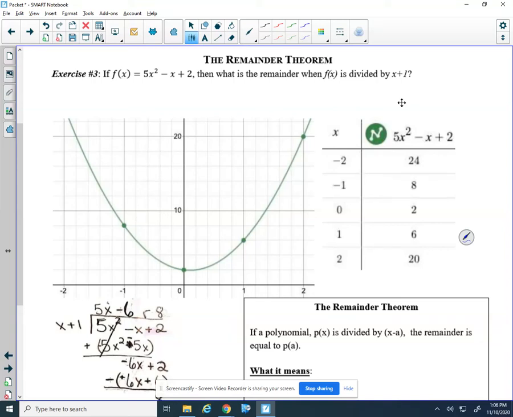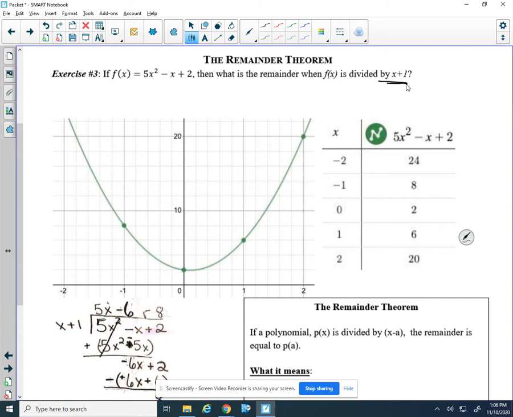So now we're going to look at the remainder theorem, which is kind of this bigger rule that the factor theorem is part of. So here we have a problem. It says if f of x equals 5x squared minus x plus 2, then what is the remainder when f of x is divided by x plus 1?